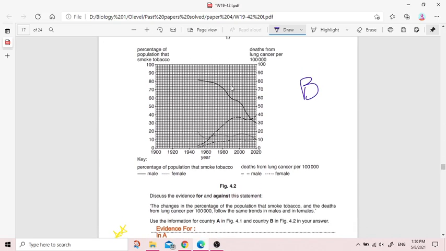Discuss the evidence for and against this statement. This question is recently repeated in many exams. It says: the changes in the percentage of population that smoke and the death from lung cancer is the same, or follows the same trend, in males and females. It wants evidence from the graph that is with this statement and evidence that is against this statement.